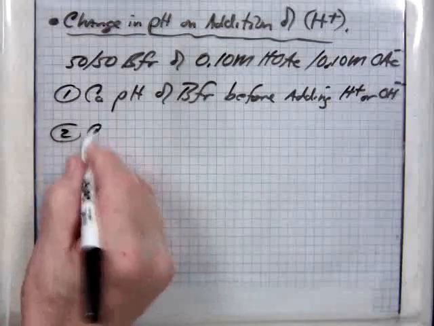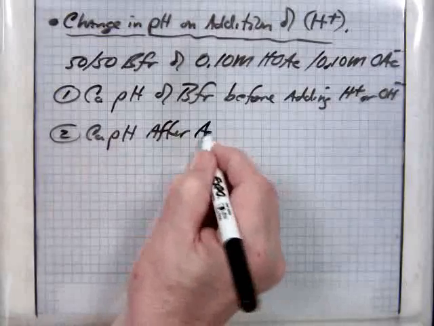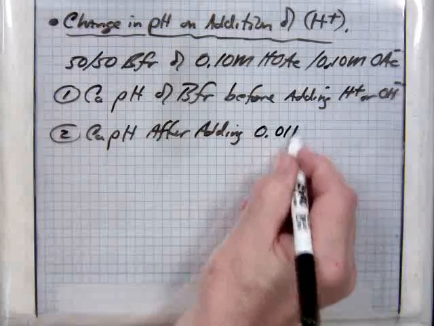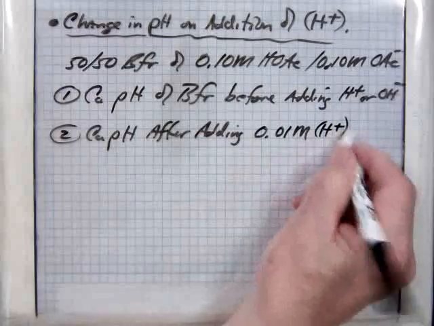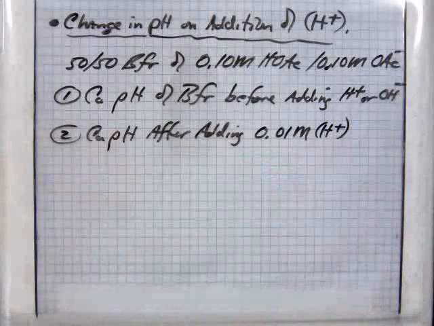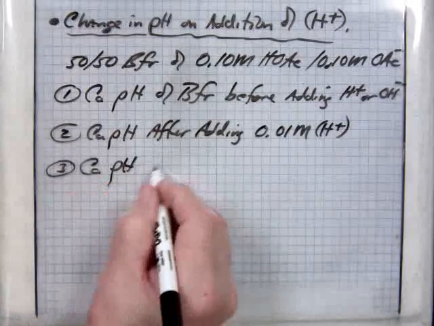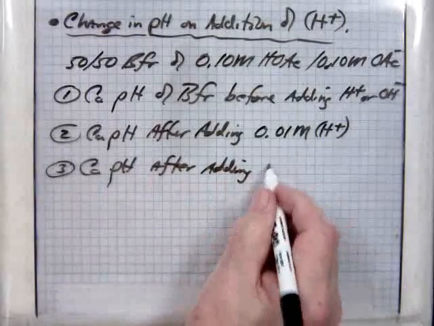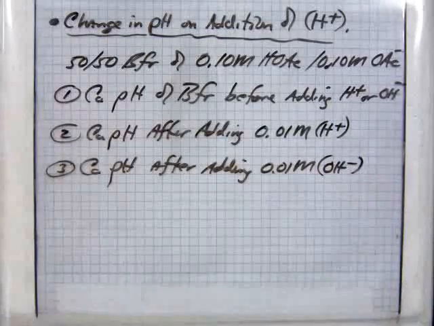Two, calculate the pH after adding 0.01 molar hydronium ions. That can come from HCl or wherever. And three, calculate the pH after adding 0.01 molar hydroxide, maybe from sodium hydroxide, wherever, strong base, regardless.